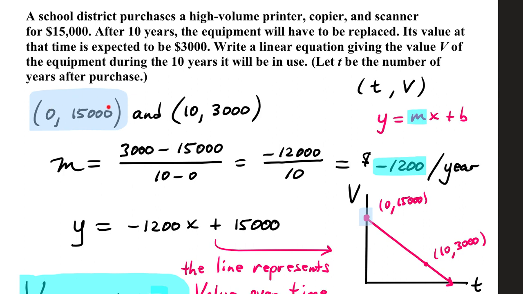The original purchase price is your y-intercept. It's the initial value. So that's going to go in when we write slope-intercept form. That will be our b value. We just calculated m, our slope. So we have y equals negative 1,200x plus 15,000.